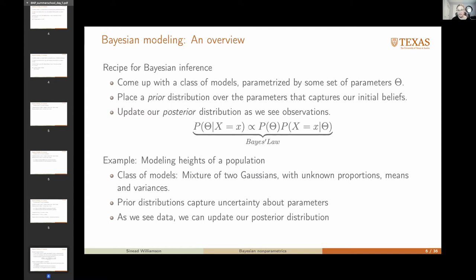So I'm going to put a prior distribution on those. So maybe I know that most countries have roughly equal men and women, so my prior on the proportions would capture that. And I know that most people are between, say, 5'5" and 6'2". So maybe I'll put a prior that sort of centers its probability on that for the means. I'll then start measuring people's heights, which might be a little rude when you first visit a new country, but in this example, we're going to do that. And then I'm going to use Bayes' law to update my posterior distribution over what those proportions are and what those means and variances are.